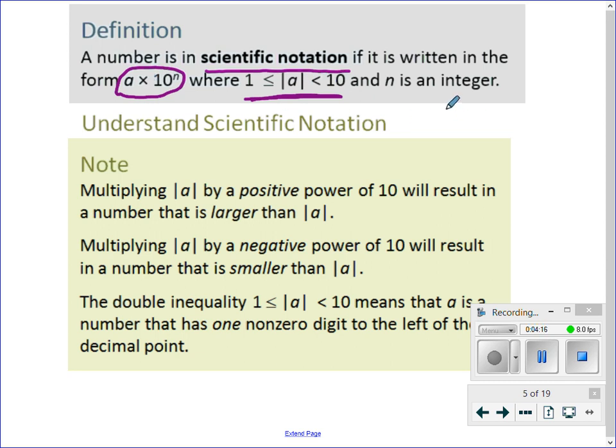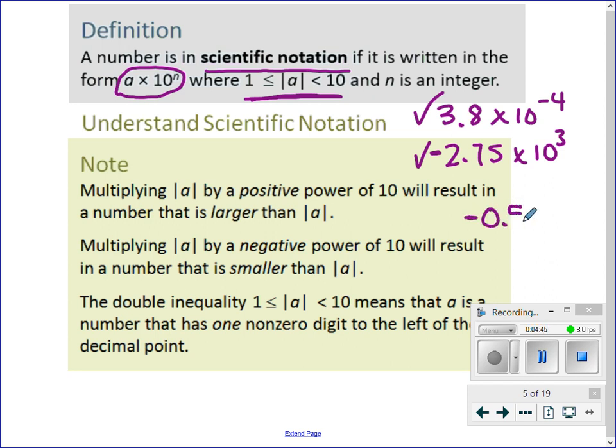So for example, 3.8 times 10 to the minus 4. Yes, that's scientific notation because it's 3.8, which is between 1 and 10. Negative 2.75 times 10 to the 3. This is scientific notation because this number is between negative 1 and negative 10. If I have negative 0.5 times 10 to the 4, this is not scientific notation. I'm crossing that out because negative 0.5 is not between negative 1 and negative 10.